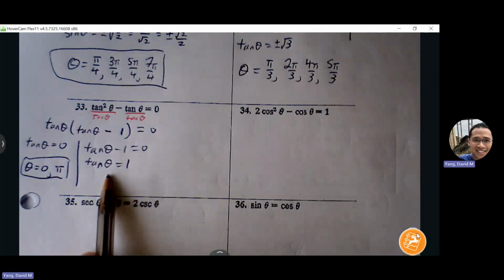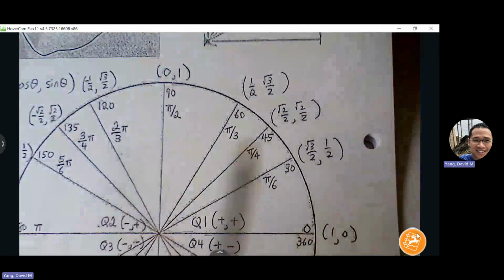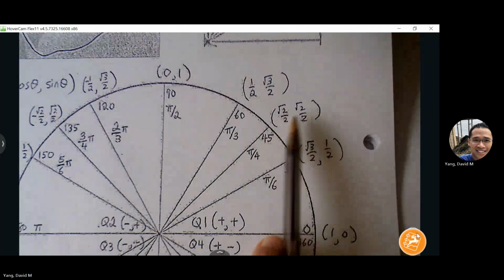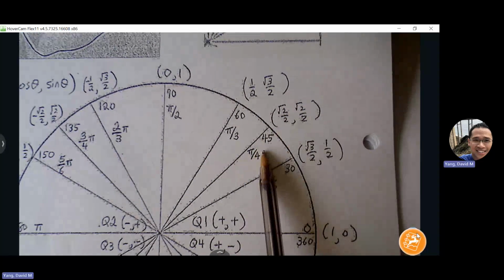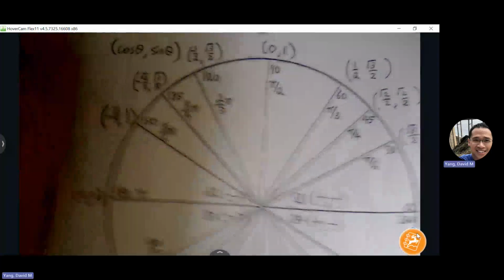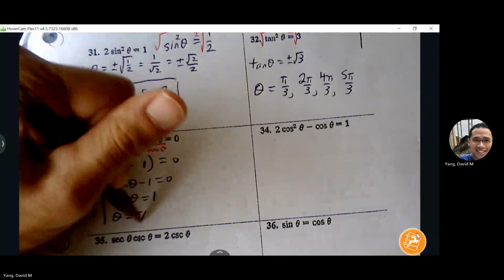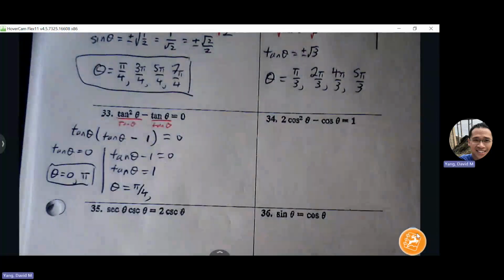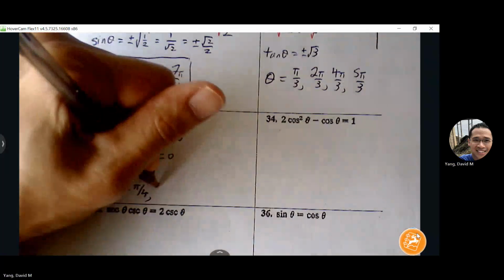All right, now where's tangent equal to 1? We're on the root 2 over 2 over root 2 over 2. Yep, pi over 4, right? So where's tangent going to be positive? Where the two are both negatives, yeah. First and third. What's a variation of pi over 4 in the third quadrant? Pi over 4.